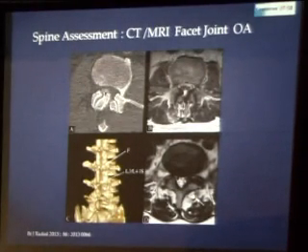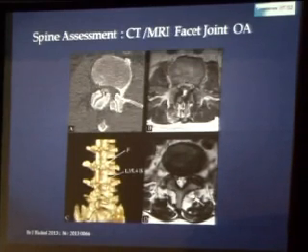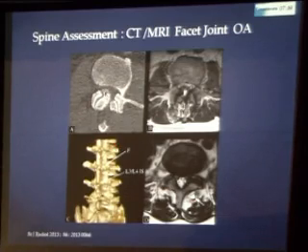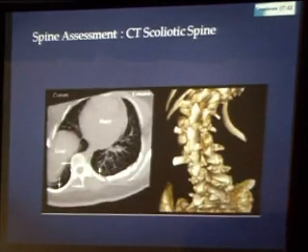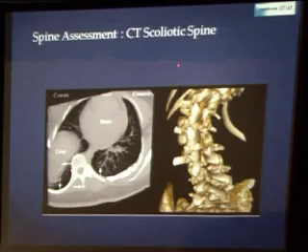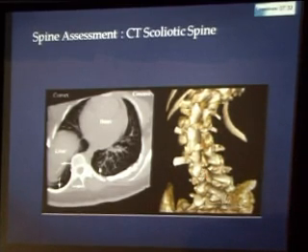Now facet joint pathology is quite commonly seen in a lot of patients. So you can see the osteophytes here, or you can see a cyst here, and you can plan your procedure. Here probably a patient would benefit from a midline approach. Now this is one difficult case, a scoliotic spine, where 3D is very, very useful because it can give very useful information about the interspinous and the interlaminar spaces.